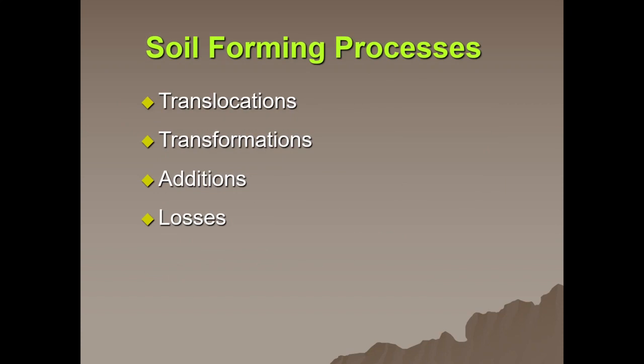Now we talk a little bit about soil forming process. There are four processes that lead to the soil formation. One is the translocation, transformation, addition and losses. And above all these processes, we need to know that soil is formed by the process of weathering of rocks. Weathering of rocks is the primary process of soil formation.